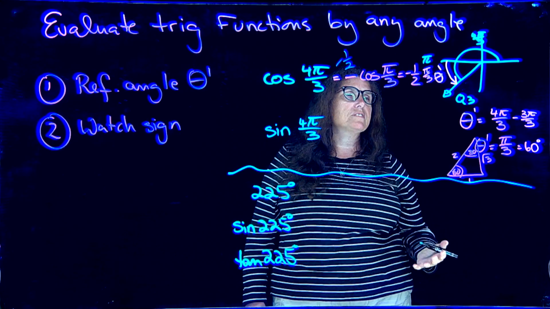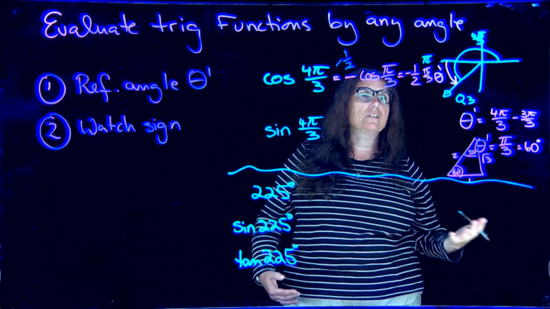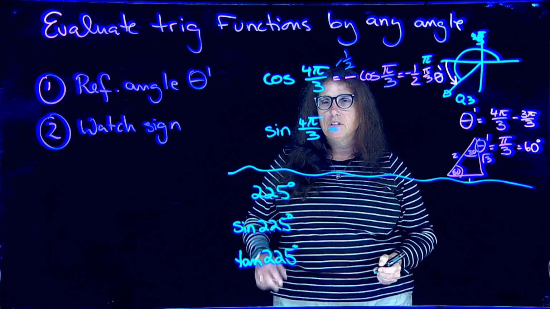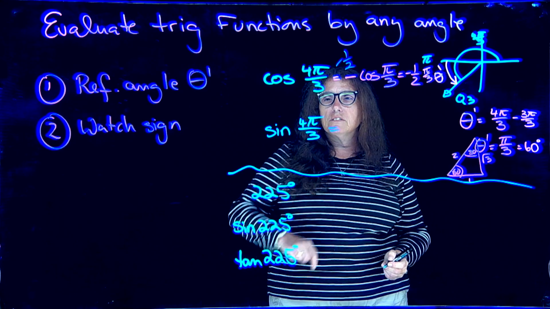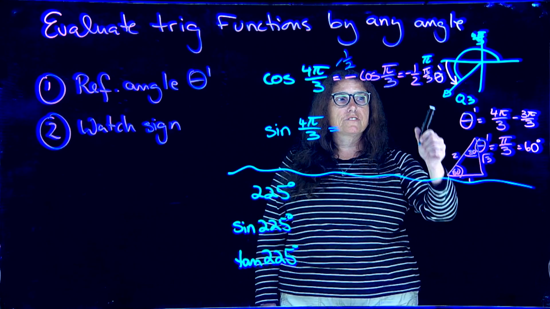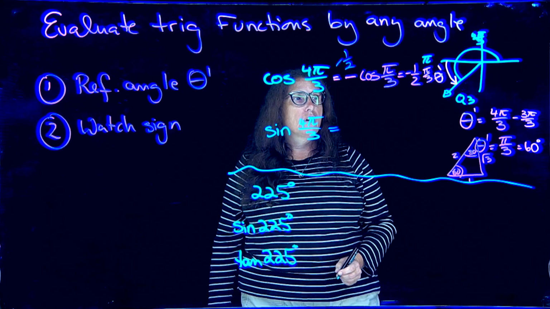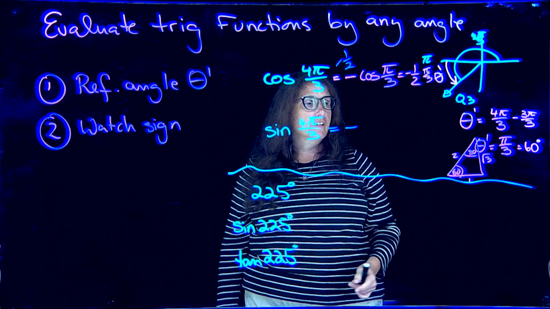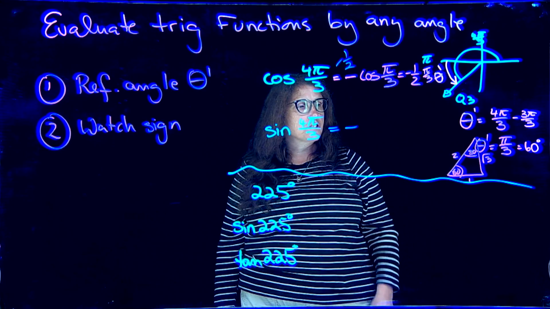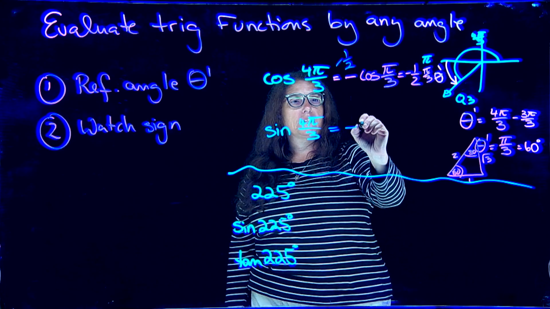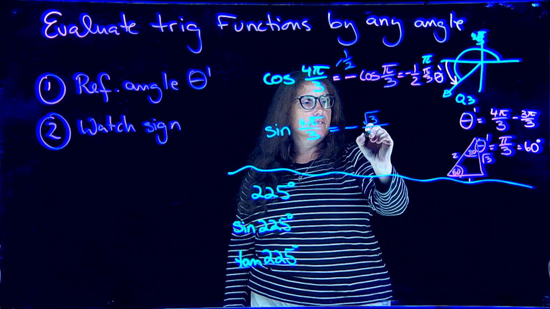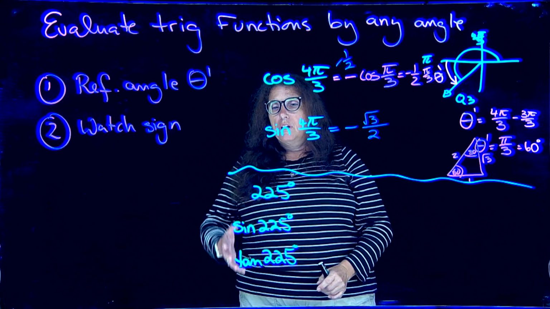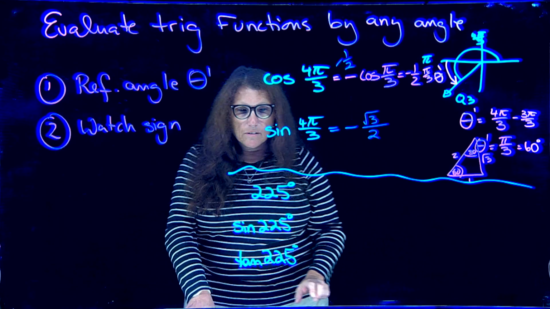You look at the reference angle and you look at the quadrant you're in, and that's how you determine what the trig function is. Let's take a look at the sine of 4 pi over 3. We're still in quadrant 3. The sine is negative, and if I look at my little triangle relationship here, the sine would be negative square root of 3 over 2. Again, I can just use the reference angle. Let's take a look at one more example.